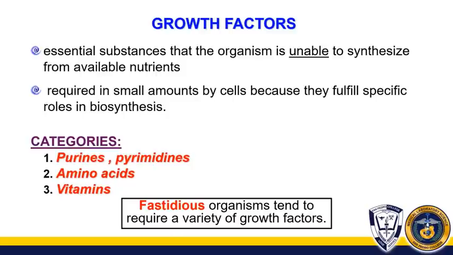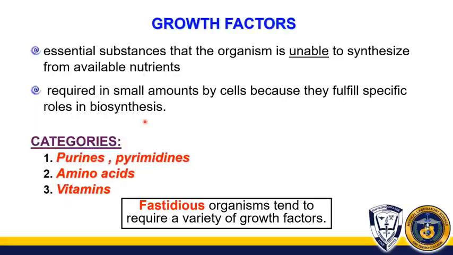Some chemoheterotrophs may require small amounts of certain organic compounds for growth because they are essential substances that the organism is unable to synthesize from available nutrients. Such compounds are called growth factors. Growth factors are required in small amounts by cells because they fulfill specific roles in biosynthesis. The need for a growth factor results from either a blocked or missing metabolic pathway in the cells.